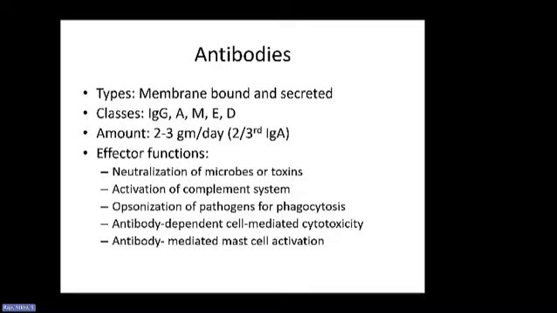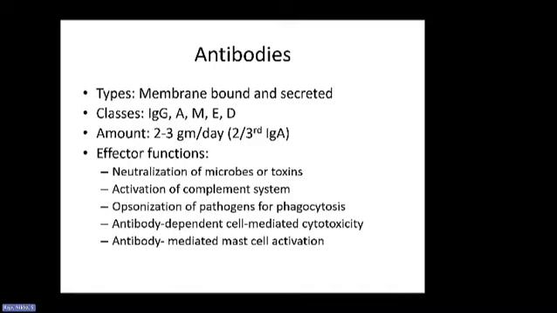The functions of these antibodies include just neutralization of microbes or toxins. So they attach to the microbes and toxins so that they do not bind to anything else. The immunoglobulins or antibodies can also activate the complement system. That's what we know as the classical pathway of complement activation. Antibodies also help in opsonization of pathogens for phagocytosis. So once they are tagged for phagocytosis, they are targeted by neutrophils or macrophages so that they can engulf them and then kill them once they are in the phagolysosome.